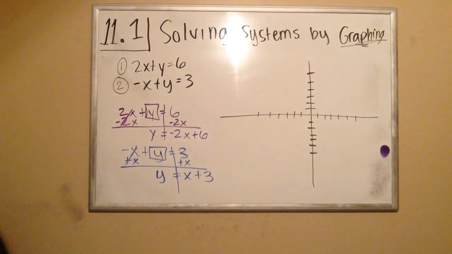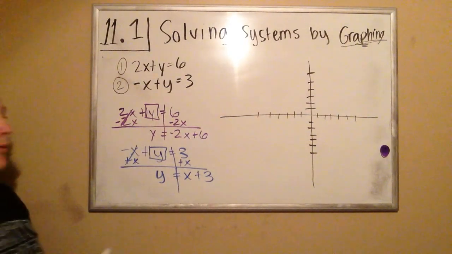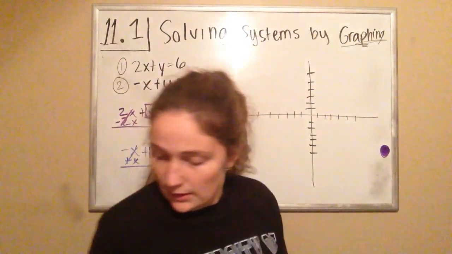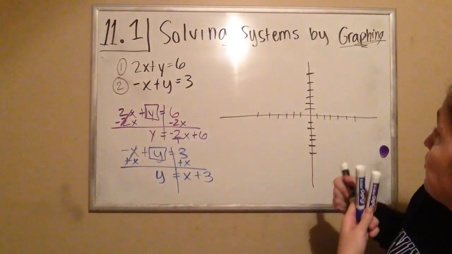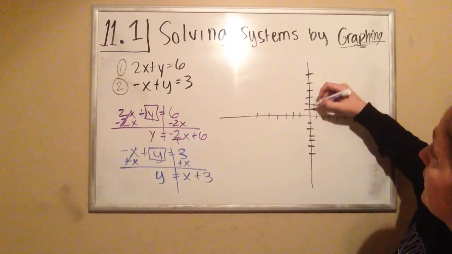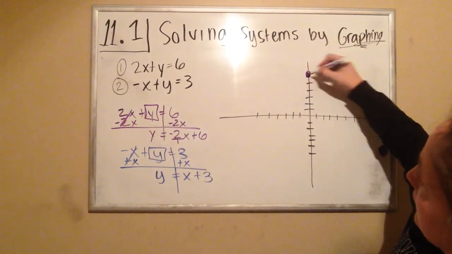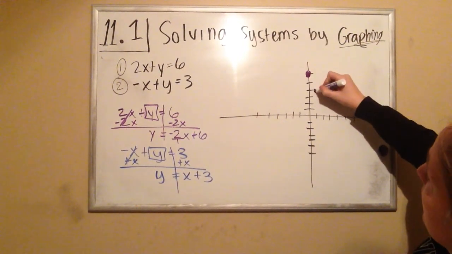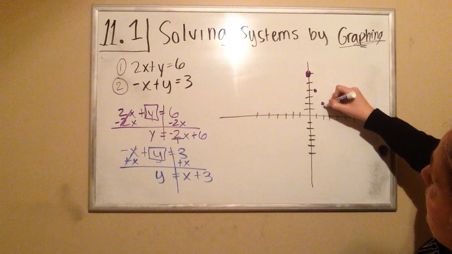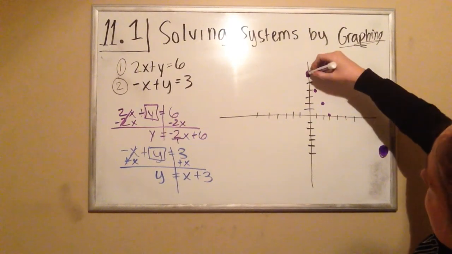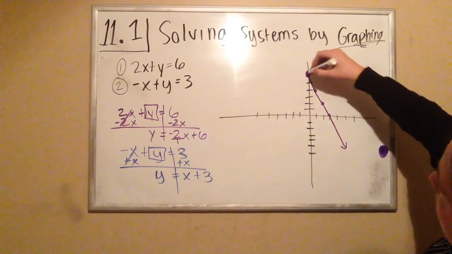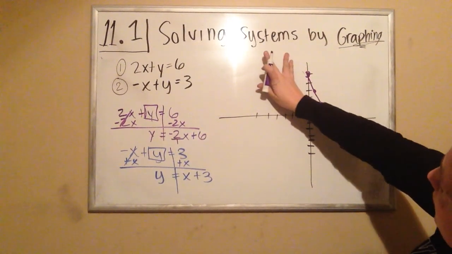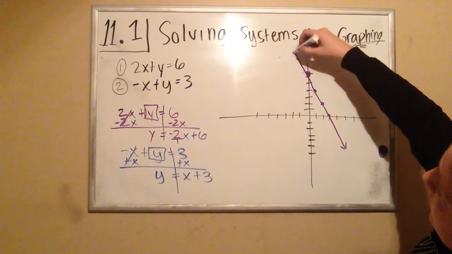Okay, we're going to go ahead and graph these out. So number 1, we have a slope of negative 2 over 1 and a y-intercept of 6. Our y-intercept is 6, and our slope is negative 2 over 1, down 2 over 1, down 2 over 1, down 2 over 1. And we got our line. Graph the blue one next. That's our number 2 equation.